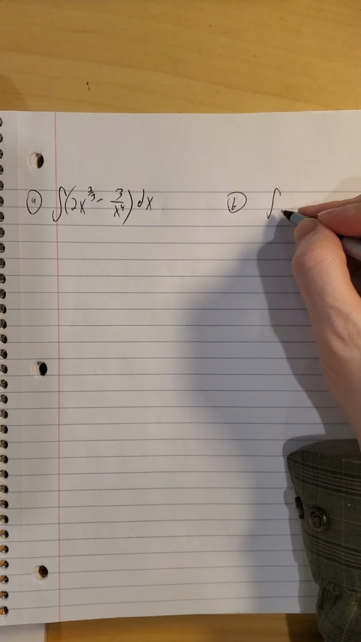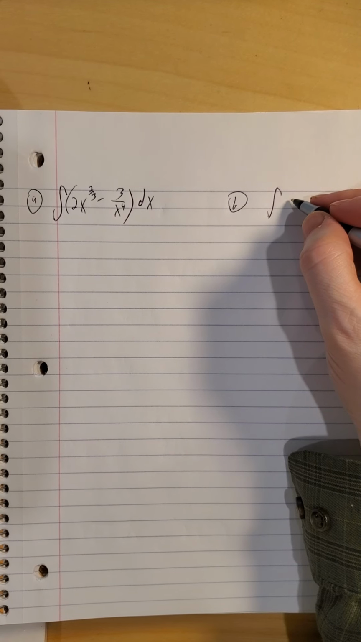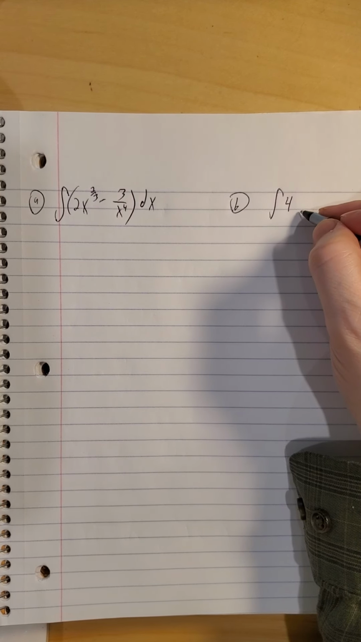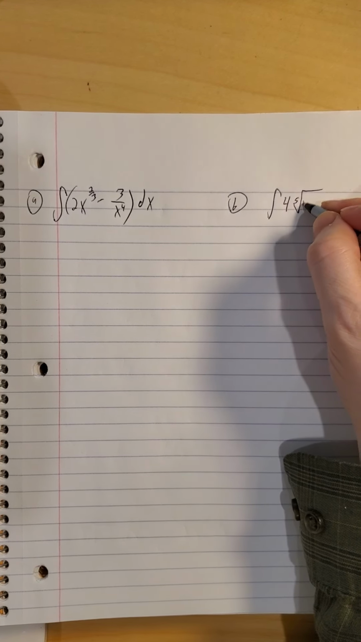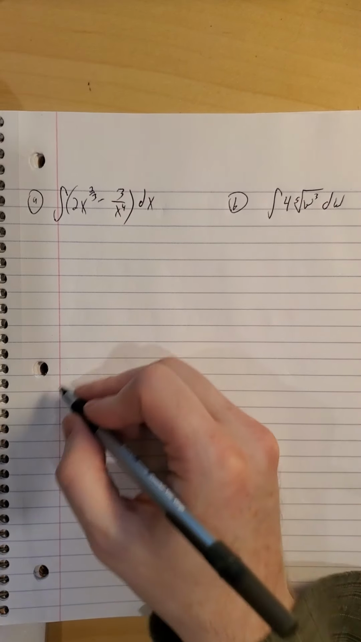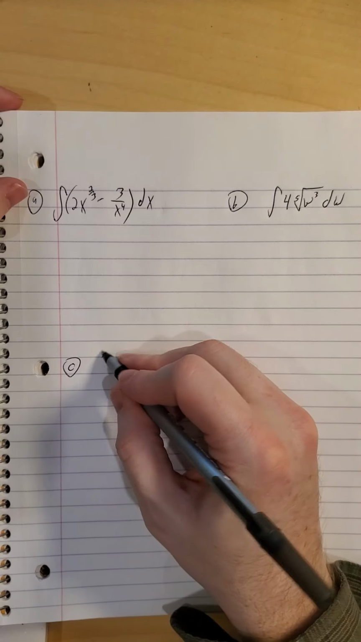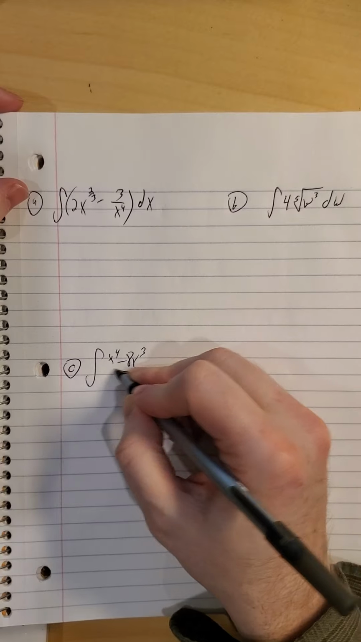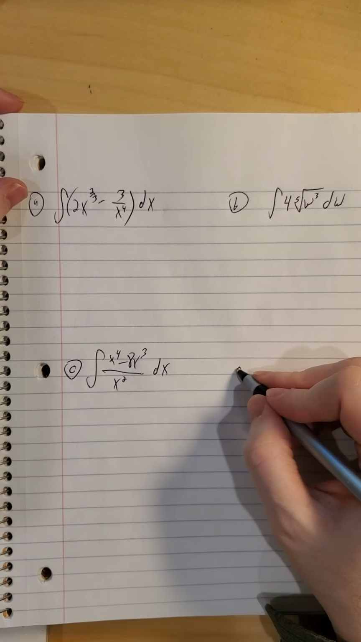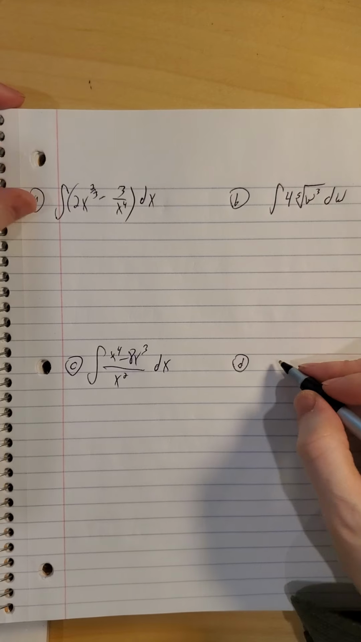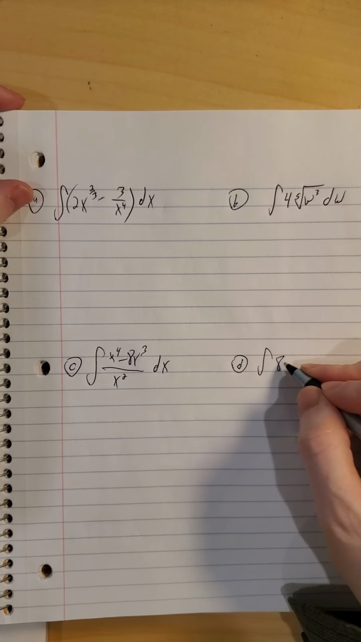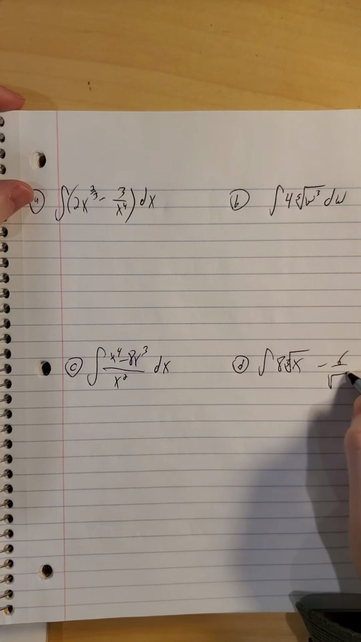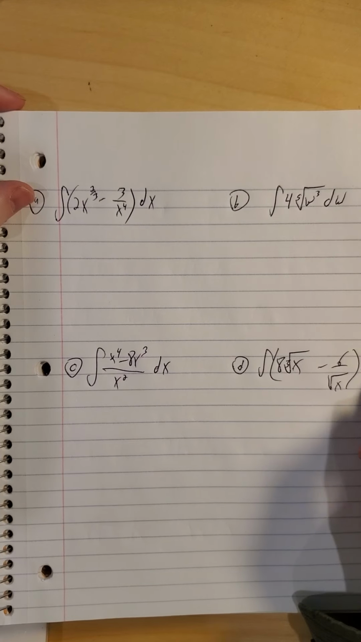Let's see, yeah, b is worth trying as well. So again, this is part of your "try it" problems. B: integral of 4 times the 5th root of w cubed dw. C: integral of (x to the fourth minus 8x cubed) all over x squared, times dx. And part D: integral of (8 cube root of x minus 6 over square root of x), quantity times dx.